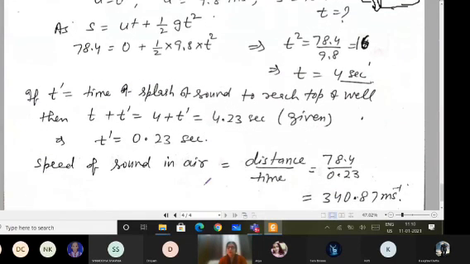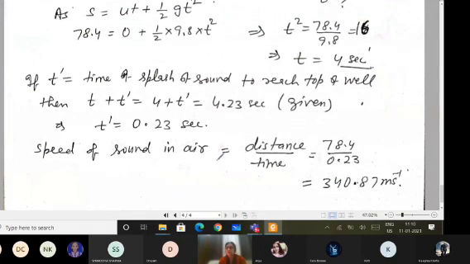So the speed of sound in air is simply distance upon time. The distance the sound travels is 78.4 meters, and the time I have calculated is 0.23 seconds. You have to solve it to get the speed of sound in air, which comes out to be approximately 340 meters per second. You can leave it at 340 meters per second, or if you solve it exactly, you get 340.87 meters per second.